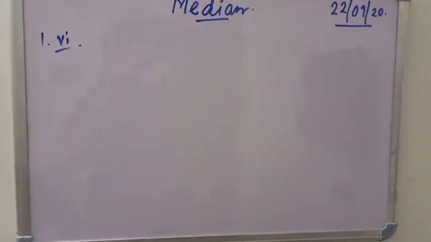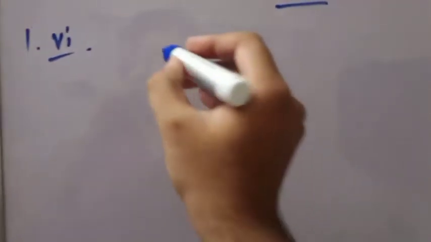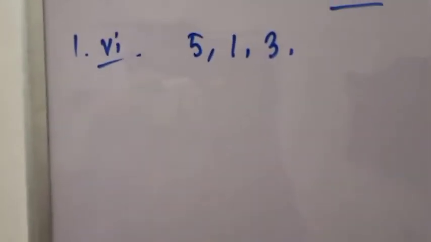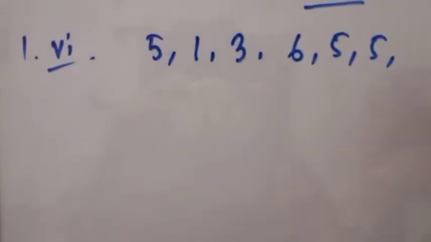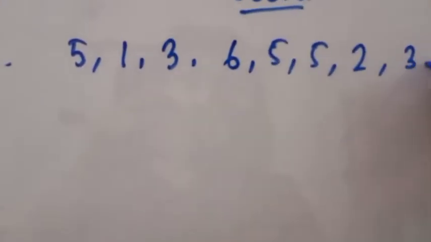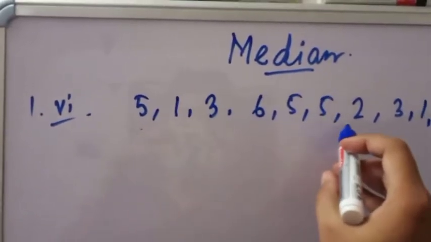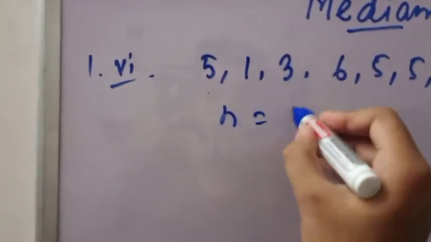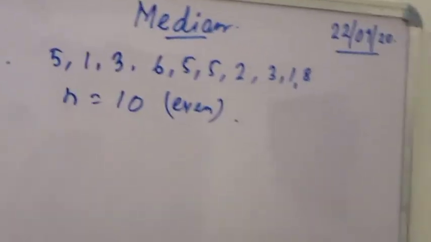Now the next one is 6. Numbers are given: 513, 513, 655, 2318. So how many numbers are there? Count it. 1, 2, 3, 4, 5, 6, 7, 8, 9, 10. This is even. So n equals 10. You can write in brackets, even. Okay, even or odd, you can write it here.